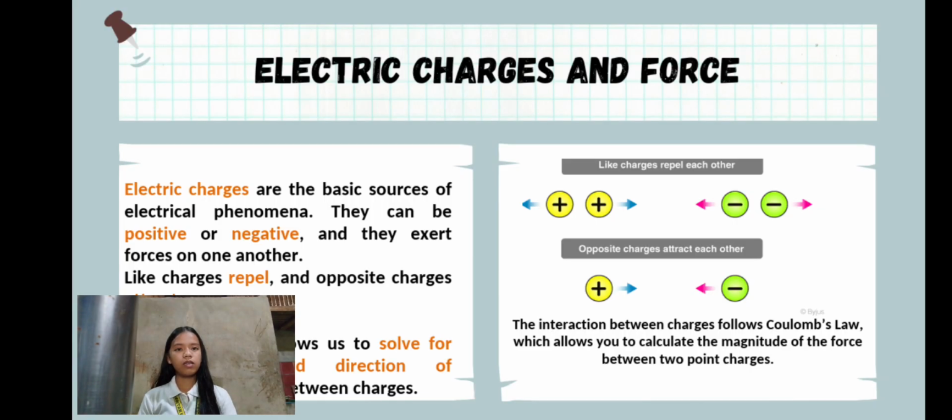As you can see in the picture, if the charges have the same signs, both positive or both negative, they push away from each other, and that's what we call repulsion. If the charges have opposite signs, one positive and one negative, they pull toward each other, and that's what we call attraction.